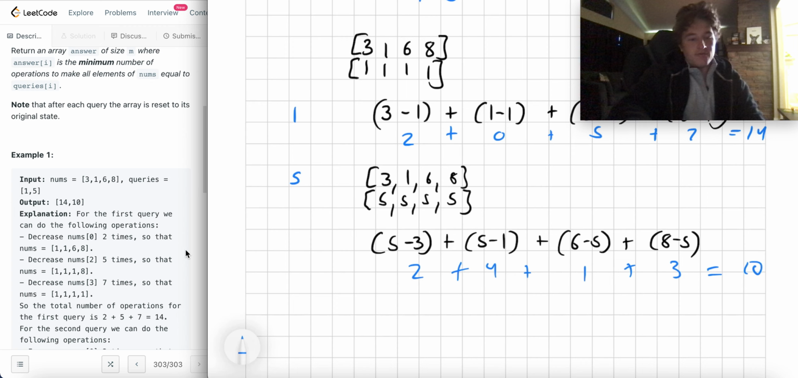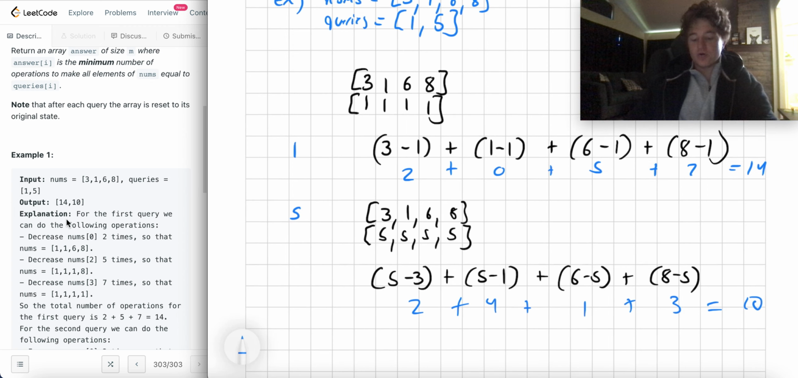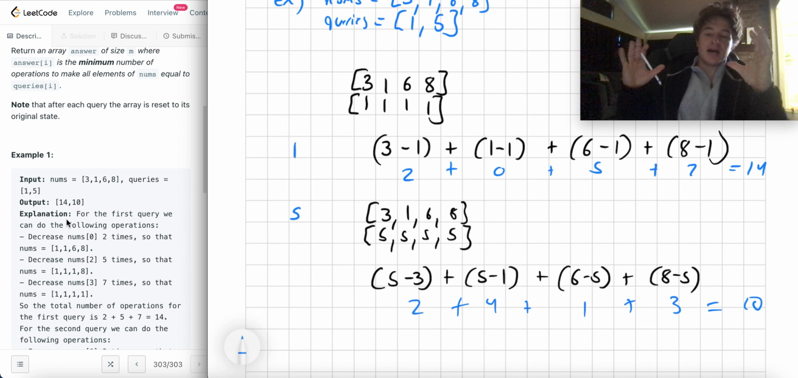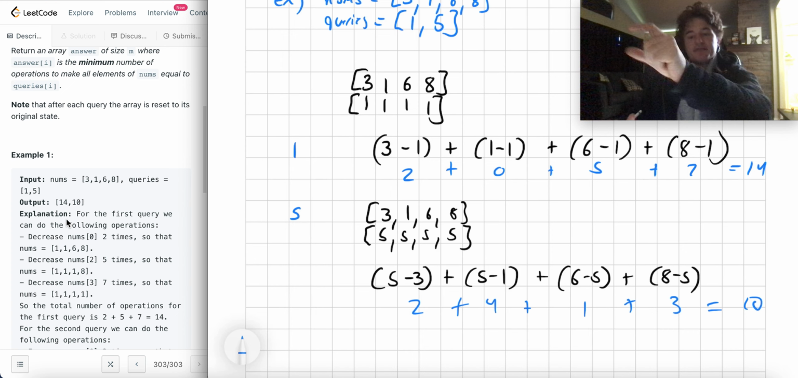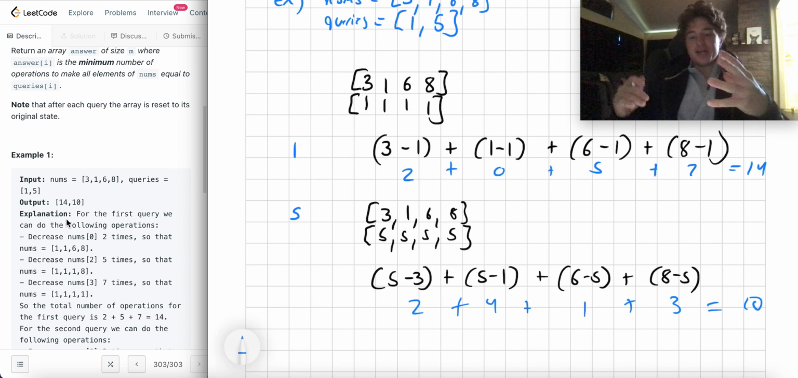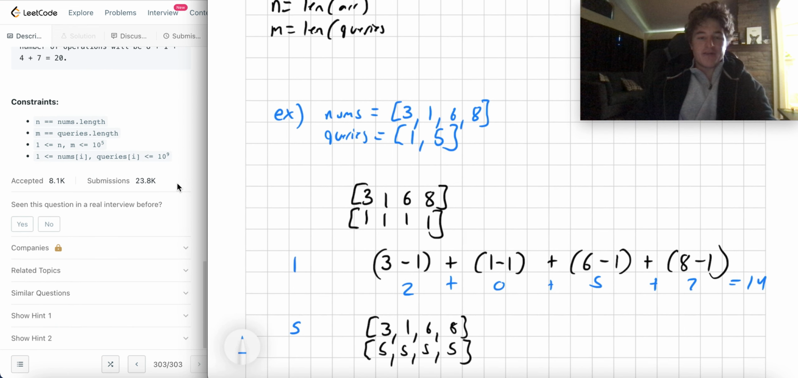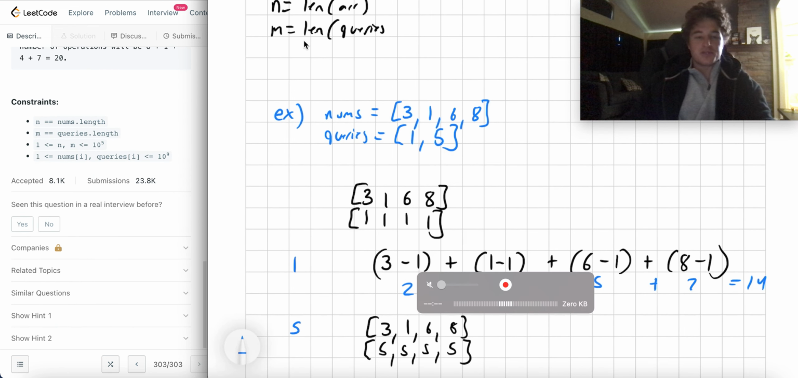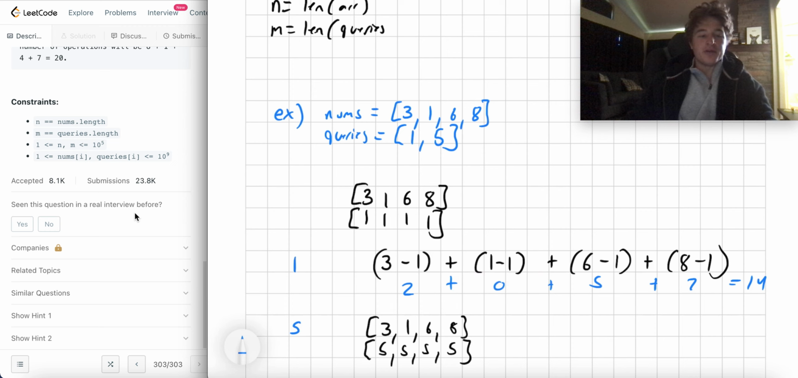And voila, 14, 10. Okay, so this problem, if it's solved in this manner where you literally just look at nums and you look at the query value and you find the difference between all numbers, is pretty straightforward. But the constraint is, if we have n equals the length of the array, or length of nums, sorry, and m is the length of queries, well, they're both less than or equal to 10 to the 5.